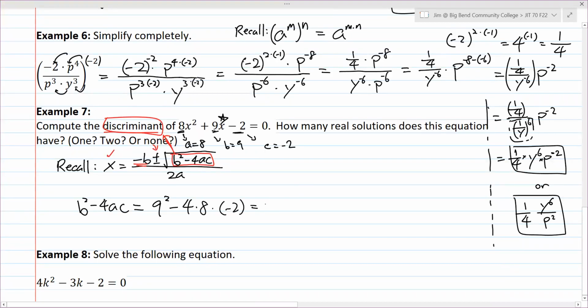So if I want to do it without a calculator, then I'll have 81 minus negative what? Think about it. That will be 64, right? And then the answer is positive. So we got the discriminant, which is 145.